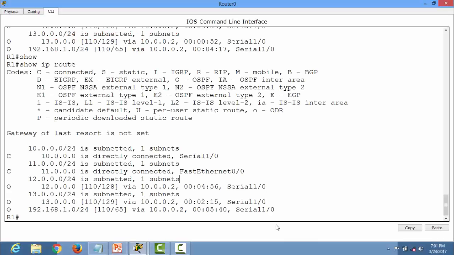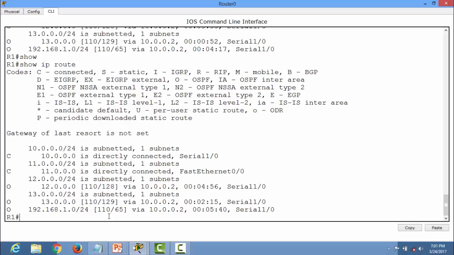10 raised to power 8 divided by bandwidth. Okay. So using this formula, it has calculated this particular cost.